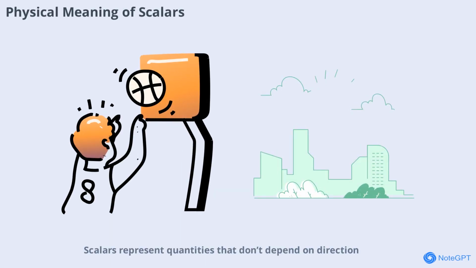Scalars represent quantities that don't depend on direction. They answer questions like how much or how many. For example, the energy stored in a battery or the amount of time it takes to complete a task are both scalars. These quantities are essential for measuring and comparing different aspects of the physical world.